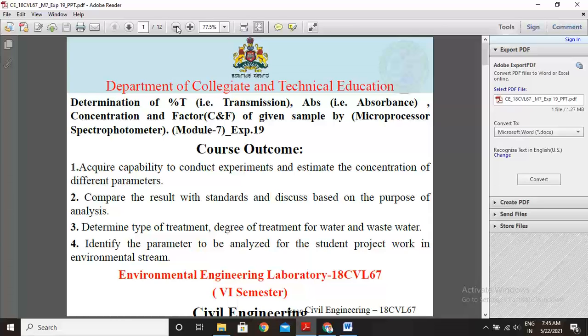So these course outcomes are prepared based on this title and based on this subject. The subject title is Environmental Engineering Laboratory. Subject code is 18 CVL 67. This comes in the 6th semester of the Civil Engineering Department.